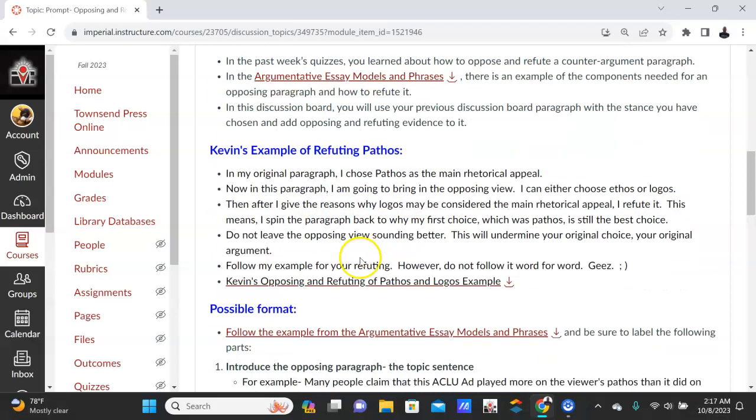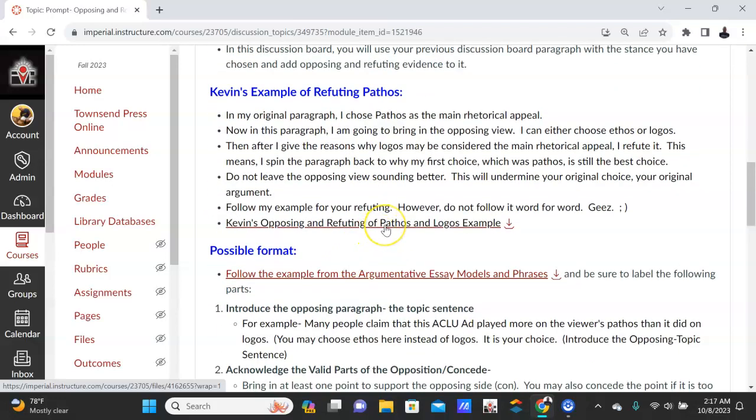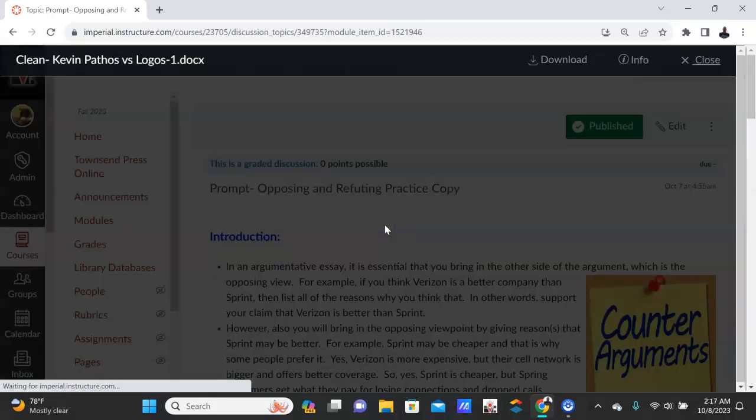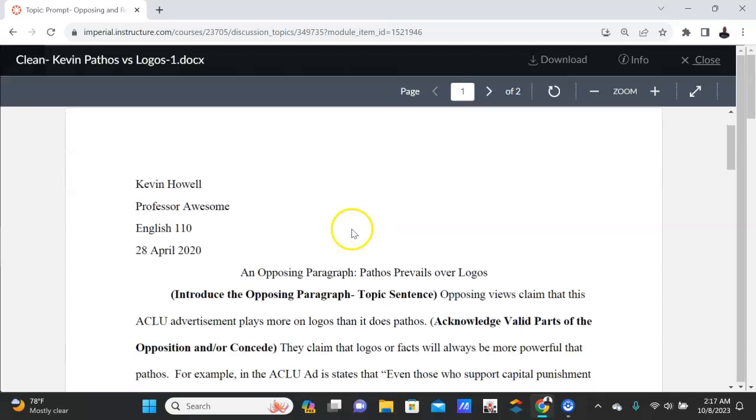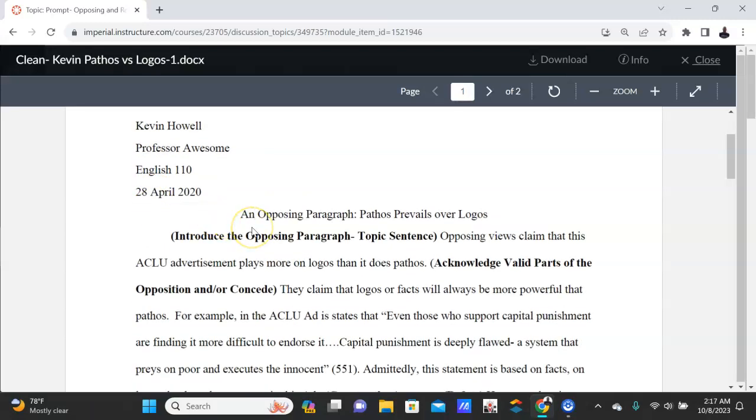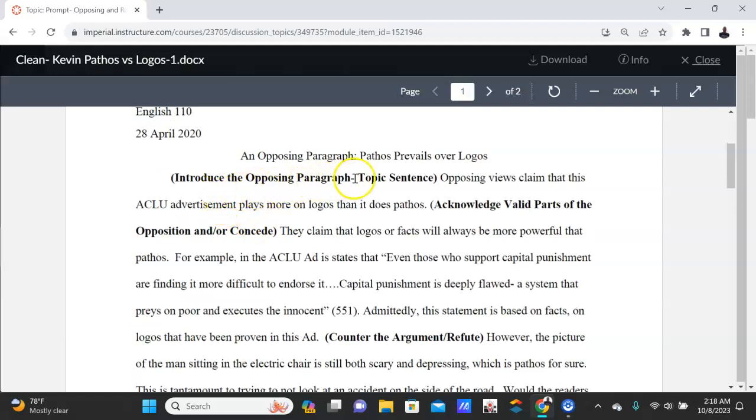So let's go through here, and I'll show you what your opposing paragraph will look like for this week. So here we are. What I'm doing is taking the information that I wrote last week for my pro for pathos, and now I'm going to oppose that and bring in logos as my opposing view. How am I going to start it? Introduce the opposing paragraph with a topic sentence. So I could say opposing views claim that the ACLU advertisement plays more on logos than it does on pathos.